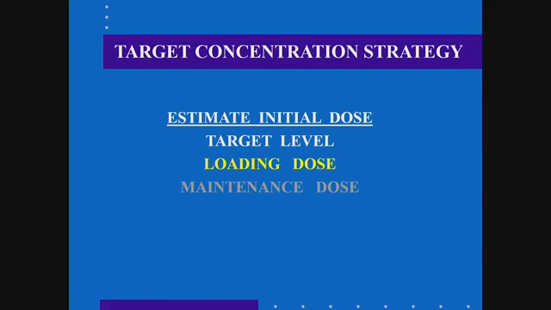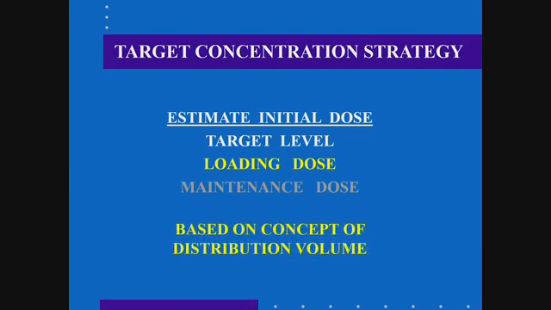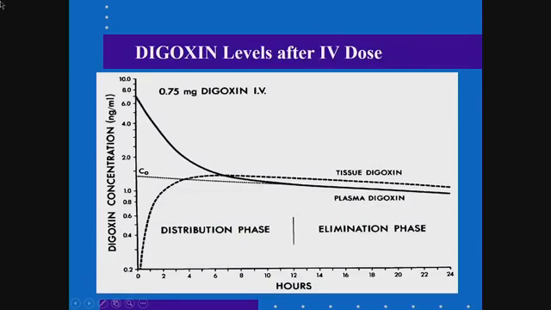And then in the case of drugs that require a loading dose, and that was the practice actually with digoxin, we need to estimate the loading dose based on the concept of distribution volume. Distribution volume or apparent volume of distribution, a primary pharmacokinetic parameter. So let us use the example of digoxin once again.